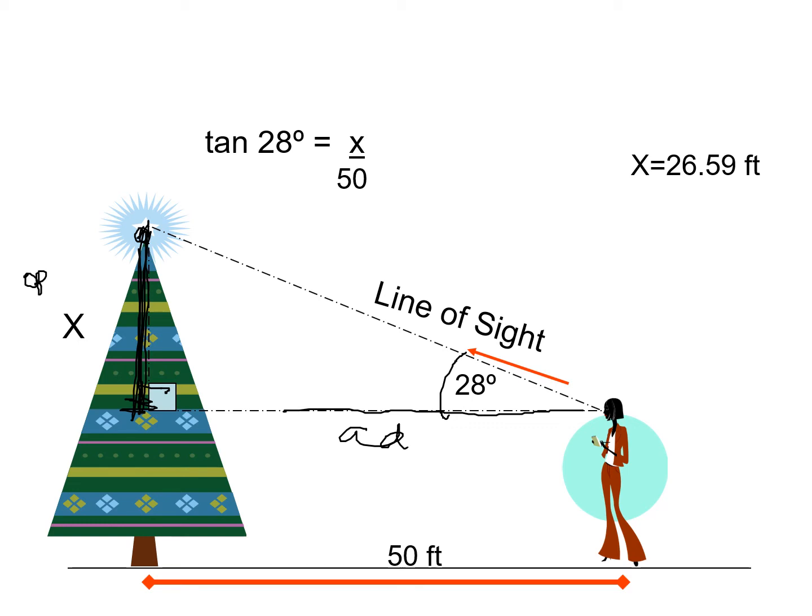Now, that wasn't the whole height of the tree, remember? That's only to right there. Why is it not including all this bottom part right here? Because she's not laying on the ground looking up. Now, if she was laying down here looking up, then yeah, that would be the whole height of the tree. But she's standing up. She doesn't want to get her clothes dirty.